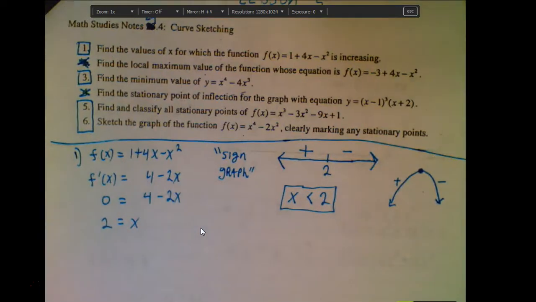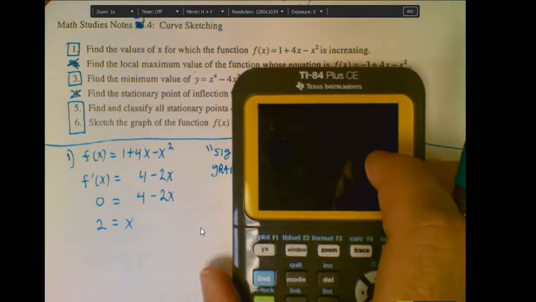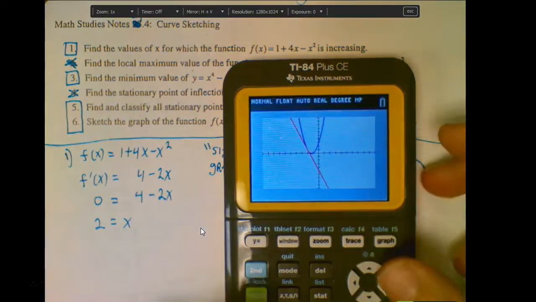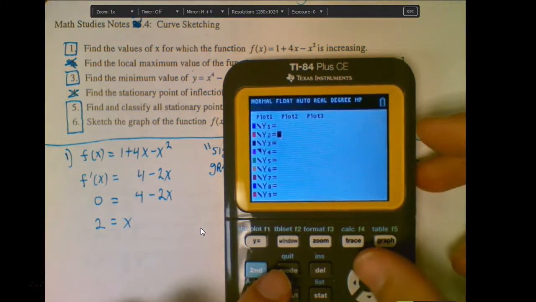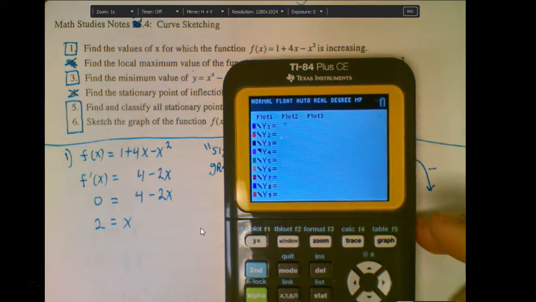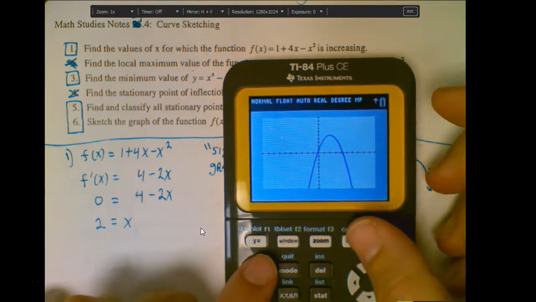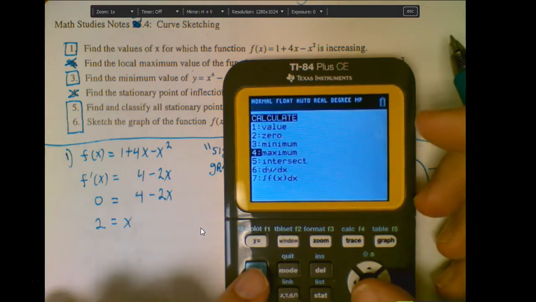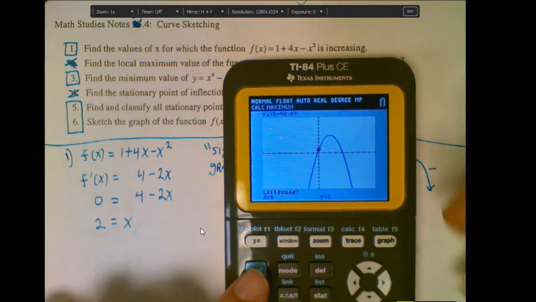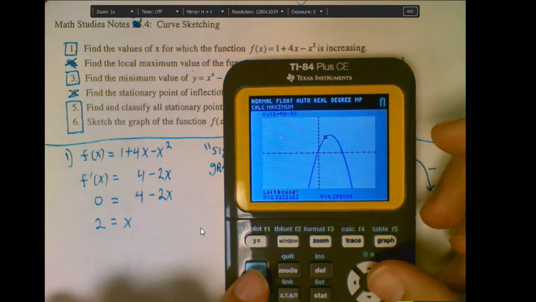And so here's kind of the way we've done that in the past. But if I go to that first equation up there and graph it, so 1 plus 4x minus x squared. So if we graph that, there's our negative parabola. In this case, the vertex is a maximum point. So if I hit second calc and choose maximum, they're going to ask me those boundary questions.